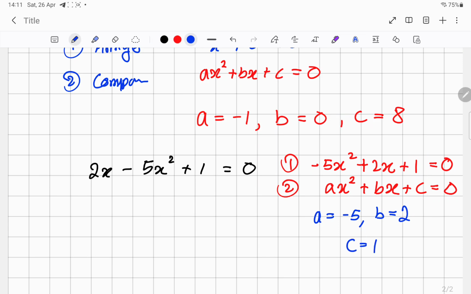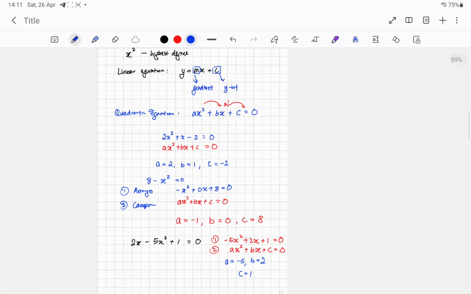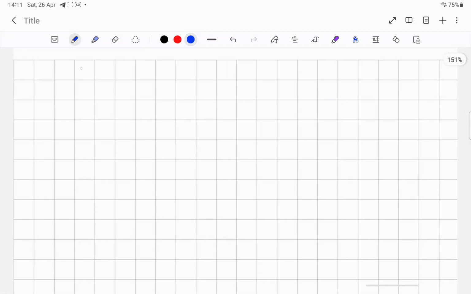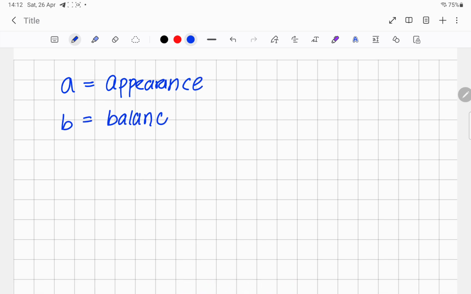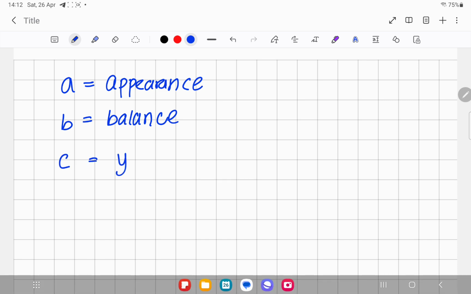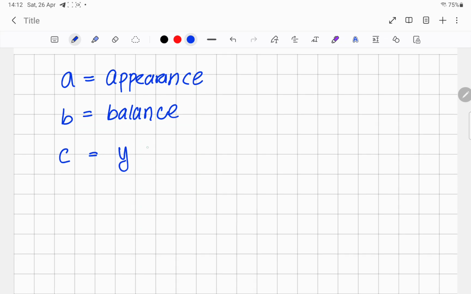What is the role, or the meaning, of these a, b, c? They bring different meanings. Remember, a is appearance, b is balance, and c is your intercept, the y-intercept.